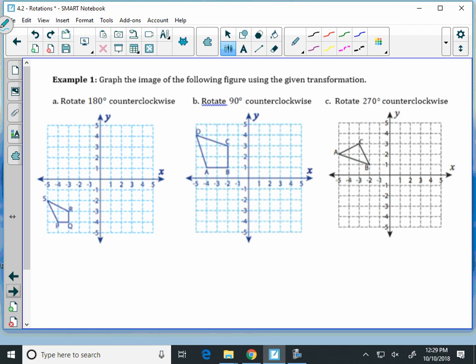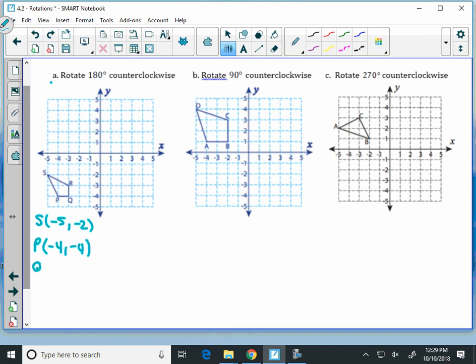Okay? So we take a look at A. It says rotate 180 degrees counterclockwise. Whenever you see counterclockwise, that is the normal way you rotate something. So I'm going to write down all the vertices of this figure. So S is at -5, -2. P is at -4, -4. Q is at -3, -4.